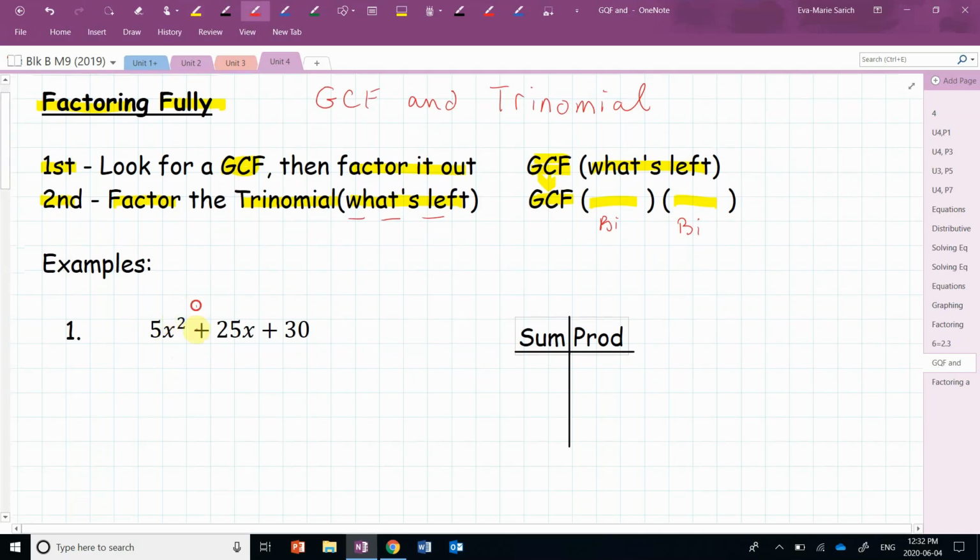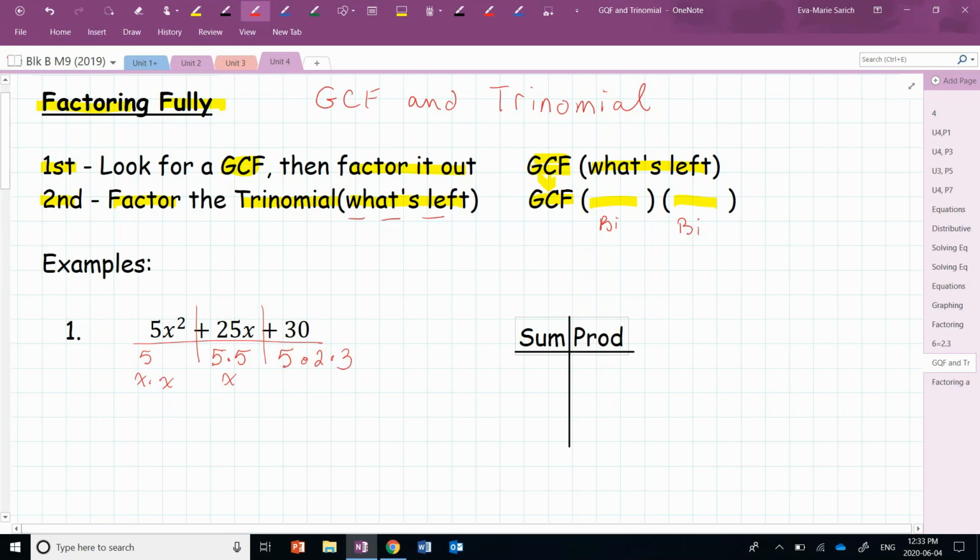So we need to break these down into their factors. Now, 5 is a prime number, so it doesn't break down any farther. X squared breaks down into x times x. 25 breaks down into 5 times 5. And x doesn't break down any farther. 30 breaks down into 5 times 6. Now, some of you are writing 6 down there, but 6 is not a prime number, so it needs to be broken down into 2 times 3.